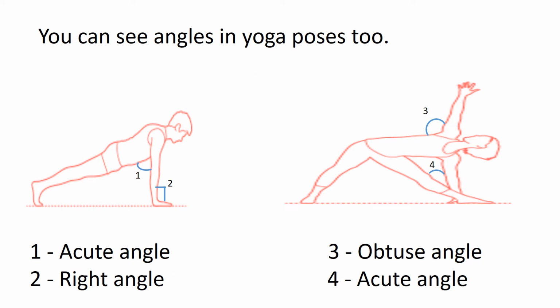Children, you can see angles in yoga poses too. Here, if you see, I have marked 4 angles, that is angle 1, angle 2, angle 3 and angle 4 in these 2 poses. Angle 1 is an acute angle, angle 2 is a right angle, angle 3 is an obtuse angle and angle 4 is an acute angle again.